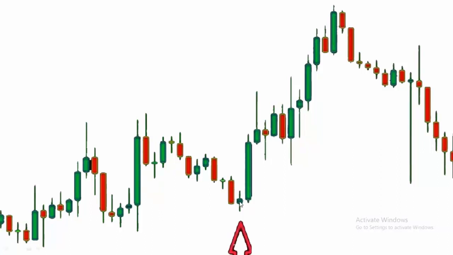It's a small body. Okay. And long wicks, upper wick and lower wick. The color of the spinning top doesn't matter. It can be green or red. So what is the meaning? Why is it called spinning top?